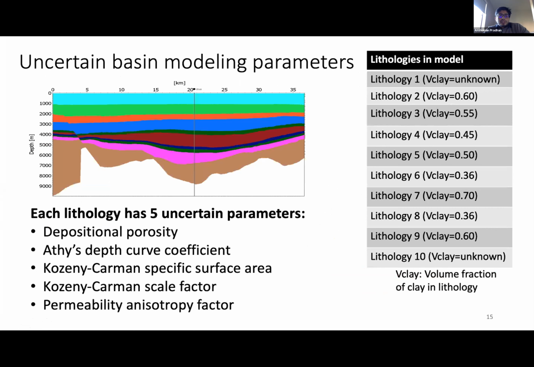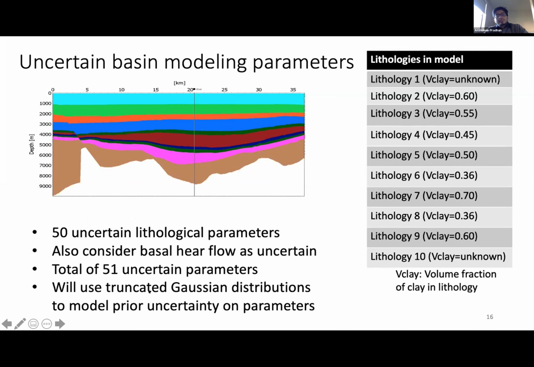Okay. So as I summarized before, we have some lithological parameters which are uncertain. So we have 10 lithologies, and each of them has 5 uncertain parameters, and these are coming from the porosity model and the permeability model. So we have 10 lithologies. That's why we have 50 uncertain lithological parameters. We also consider the basal heat flow. This should be heat flow is uncertain. And thus we have a total of 51 uncertain parameters.